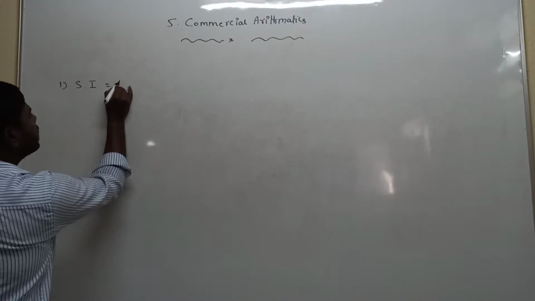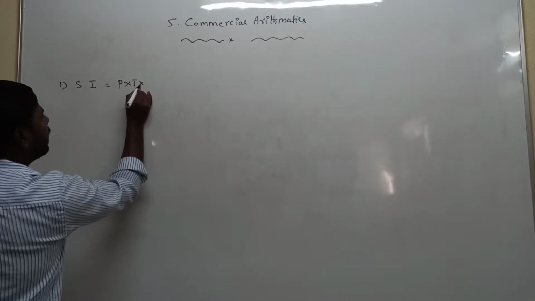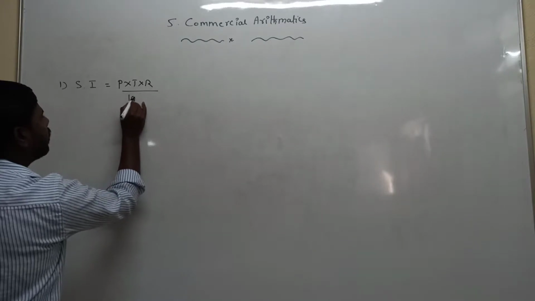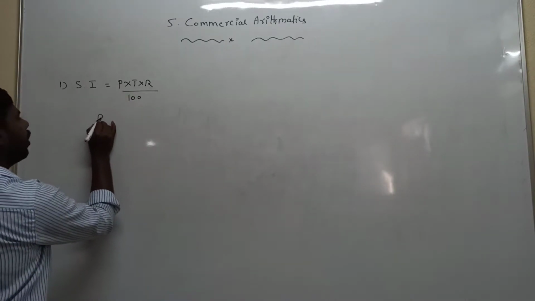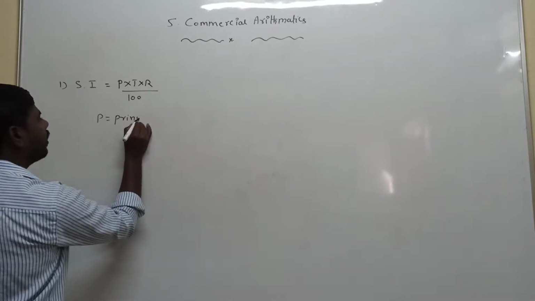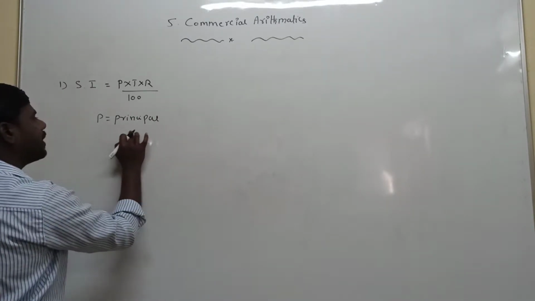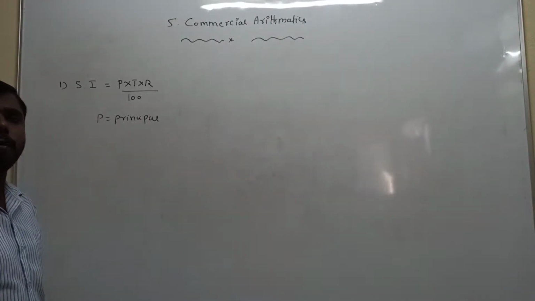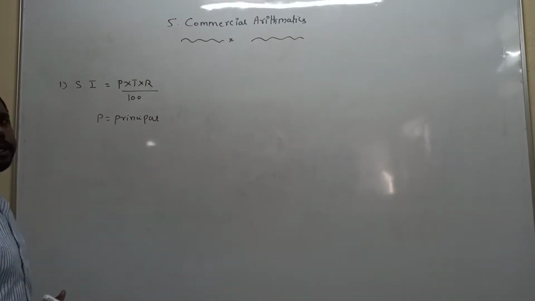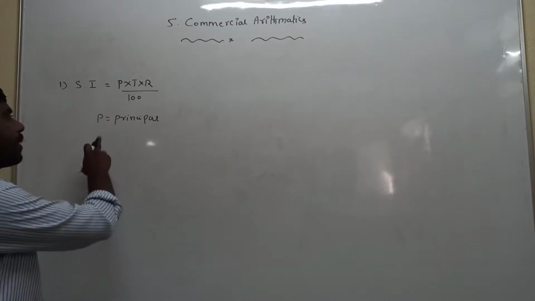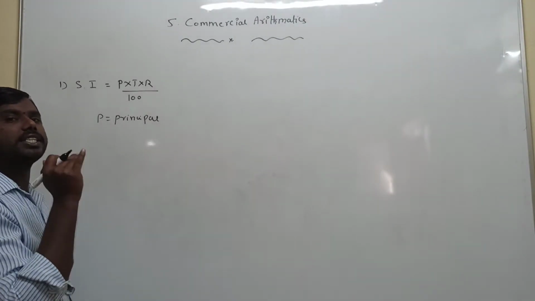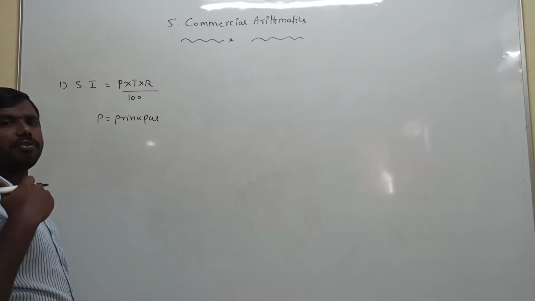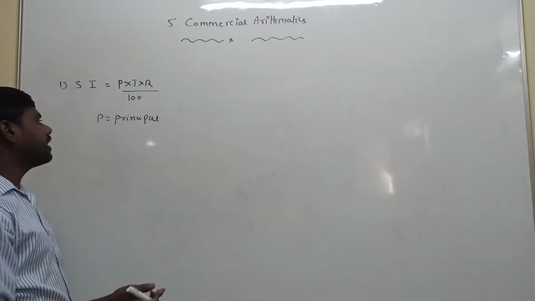Simple interest formula is PTR by 100, where P is called principal. Principal means the sum of money deposited, or borrowed or lent. It is called a principal.